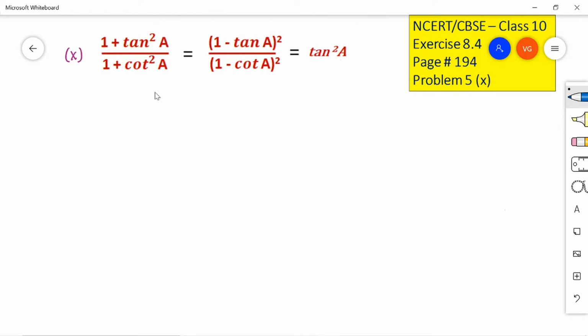So you are given three expressions, 1, 2, 3, right? Either we can prove 1 is equal to 2, 2 is equal to 3, or 1 is equal to 3. Either way, we have to prove all three, right?